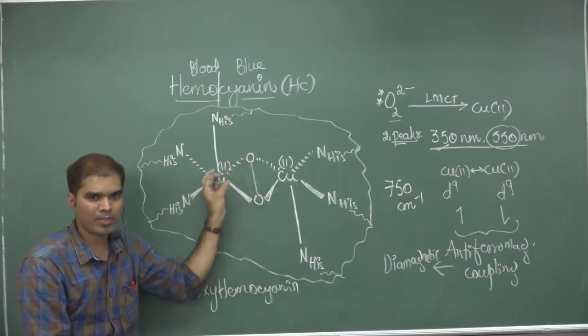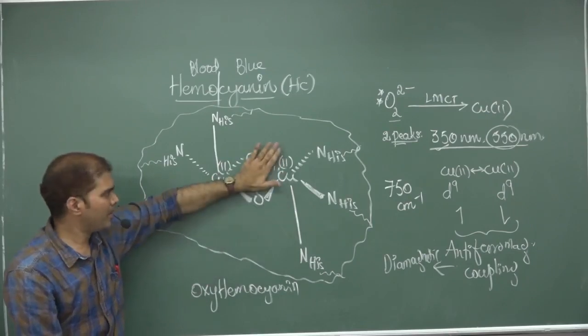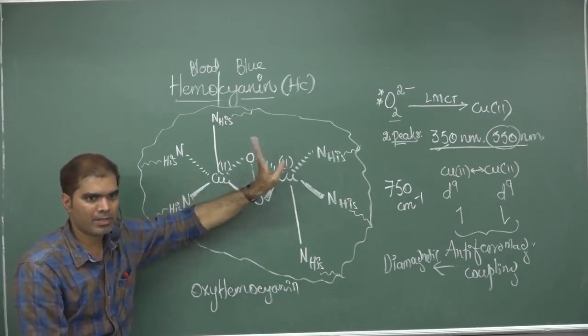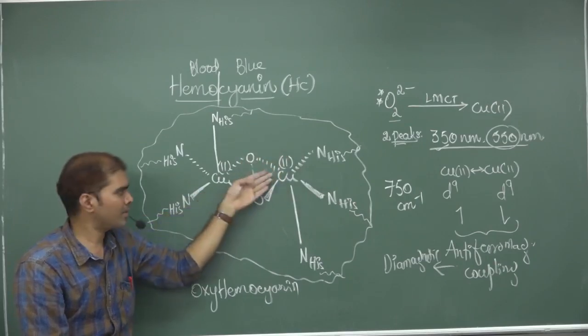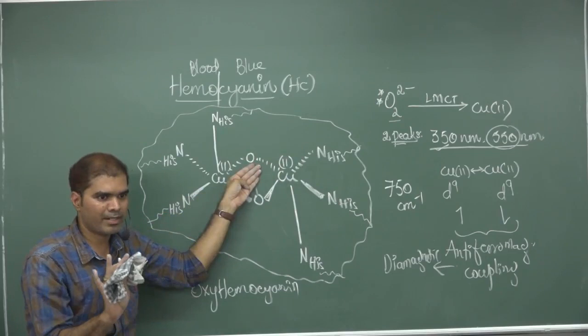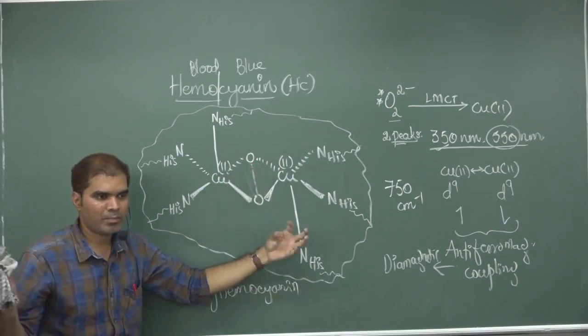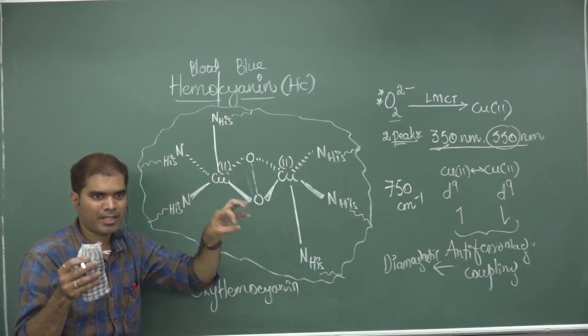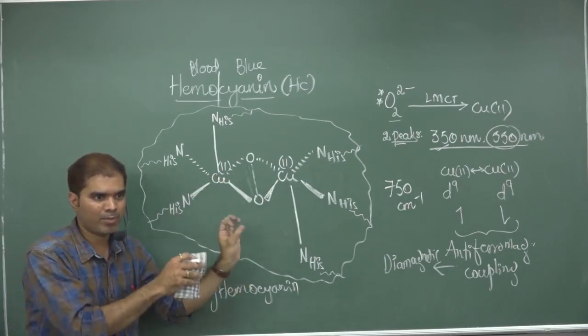It will stop, because if more electron density flows, even this bond will break. If this bond breaks, reversibility is lost. Once oxygen is like this, reversibility is lost. Almost the organism is dead. That should not happen. So however much electron density flows, nature will always put a limit. That limit is not crossing a certain bond order.